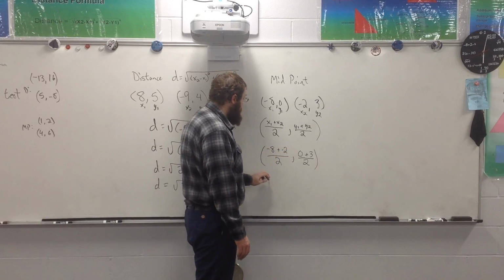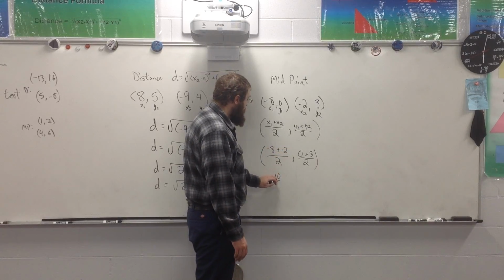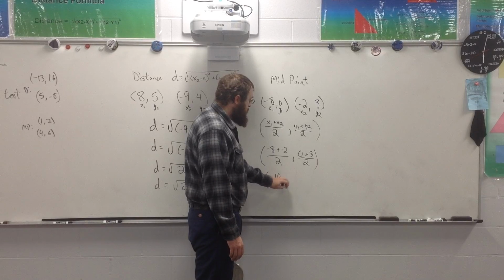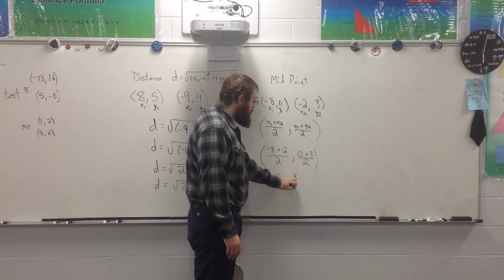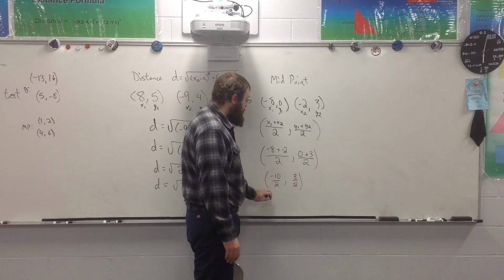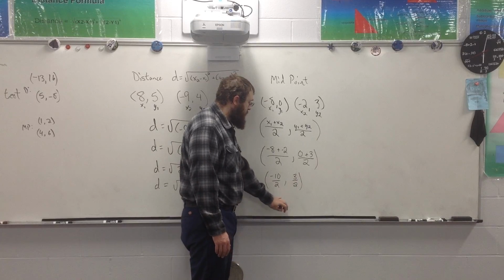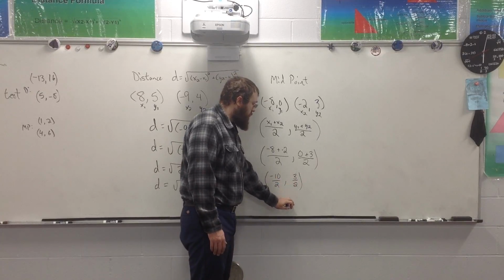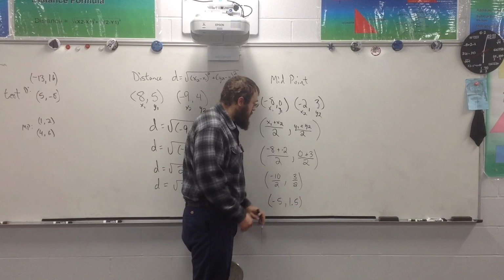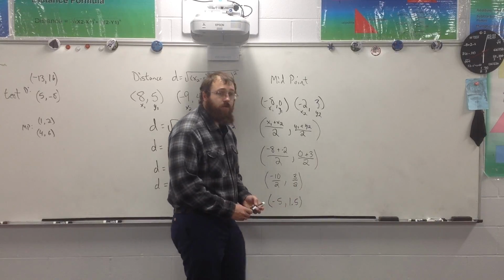-8 plus -2 is -10 over 2, 0 plus 3 is 3 over 2. -10 divided by 2 is -5, and 3 over 2 is 1.5, or you could leave it as 3 over 2.